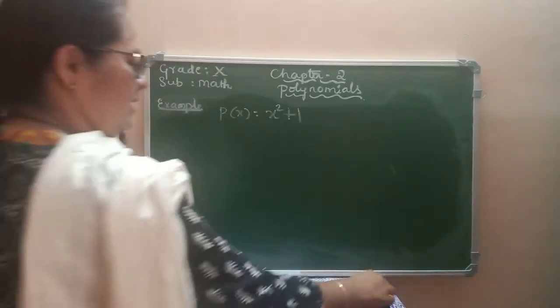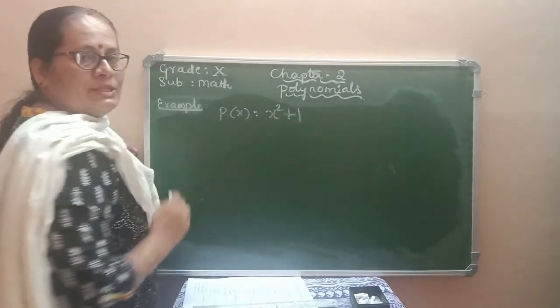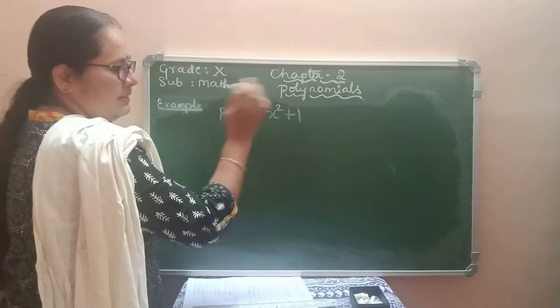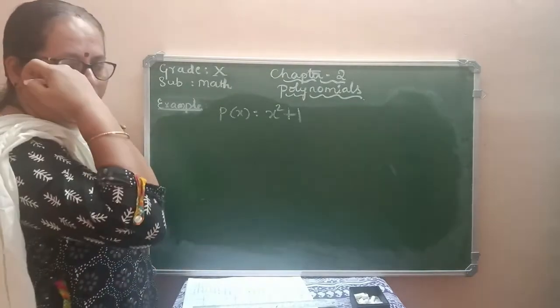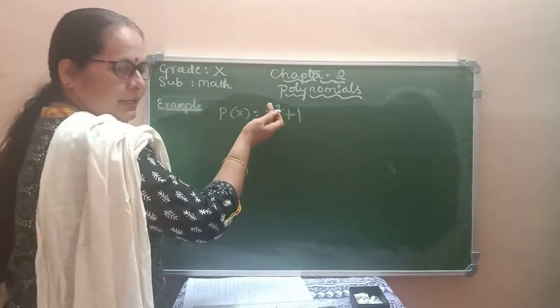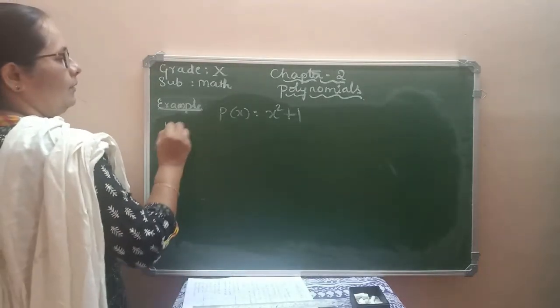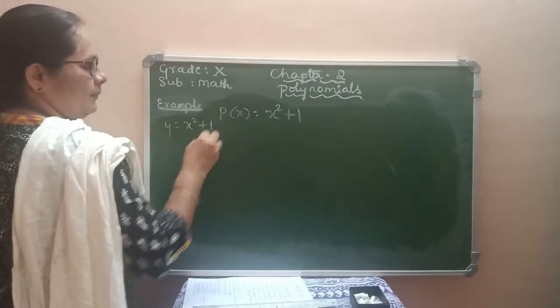P of x equals x square plus 1. This is also a quadratic polynomial because the degree of this polynomial is 2. Okay. Now, y equals x square plus 1.